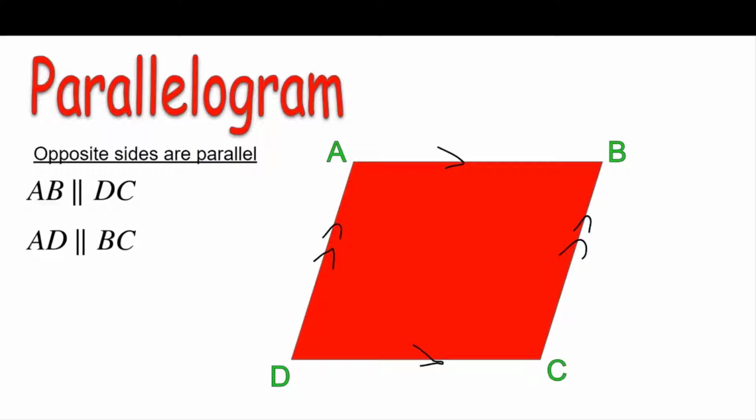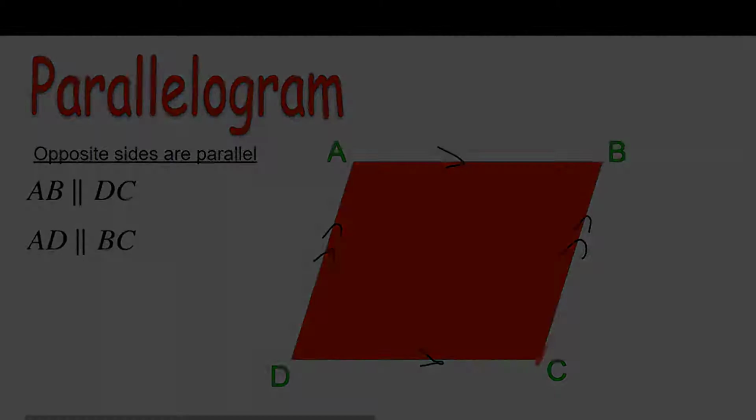Today we're going to continue our discussion of quadrilaterals, and now we're going to get into some specific quadrilaterals, first starting with a parallelogram. One of the properties of a parallelogram is that the opposite sides are parallel. In this case, AB is parallel to DC, and AD is parallel to BC.